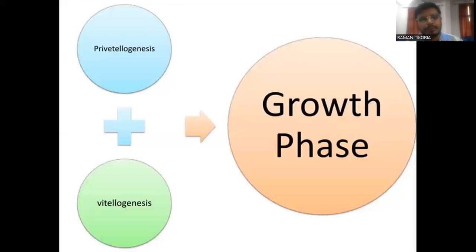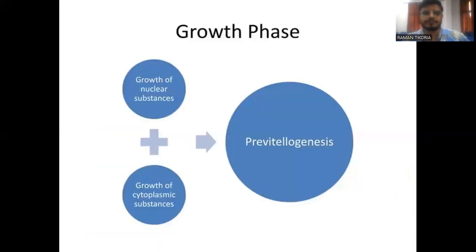Pre-vitellogenesis is the preparatory stage of vitellogenesis. Basically, in pre-vitellogenesis, nuclear as well as cytoplasmic substances come into action, whereas in vitellogenesis, yolk formation takes place, right? We will explain each of them one by one.